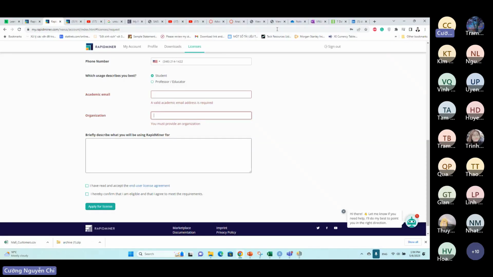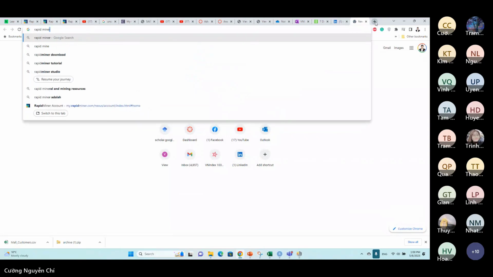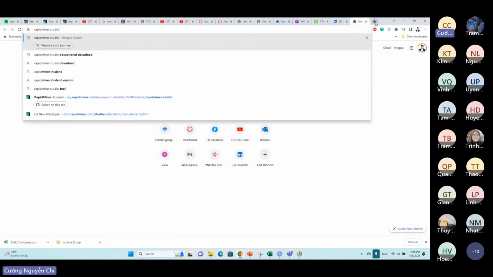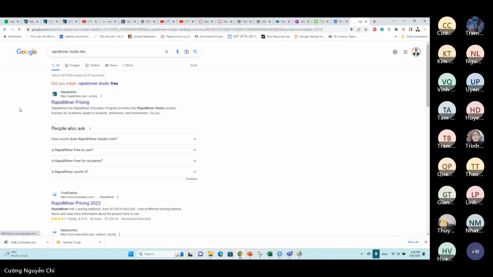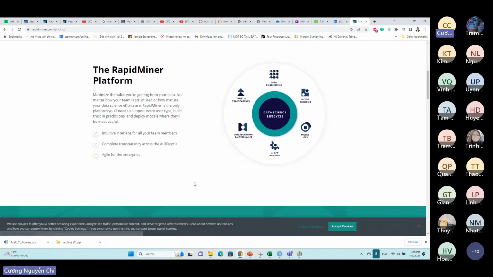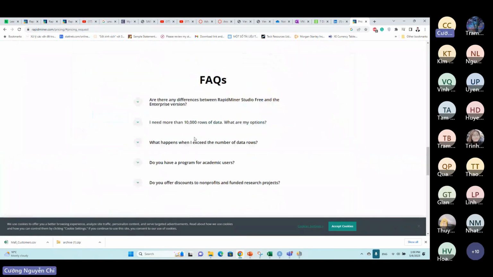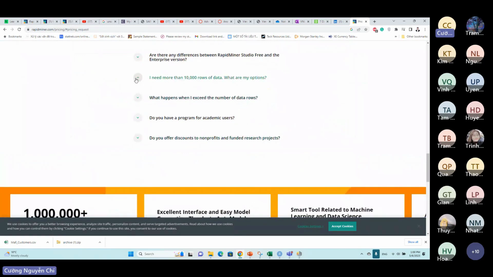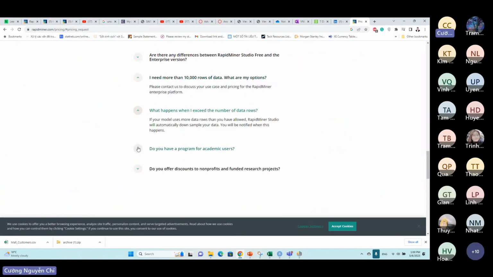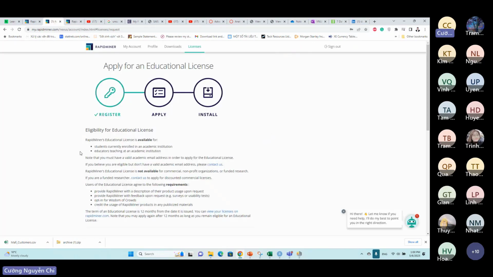I'm not sure. Let's check the RabbitMiner Studio pricing. The pricing will not be that cheap. Let's see. But I remember before, it would cost more than $100. So you can say $100 for the educational license, and you get a 12-month plan.